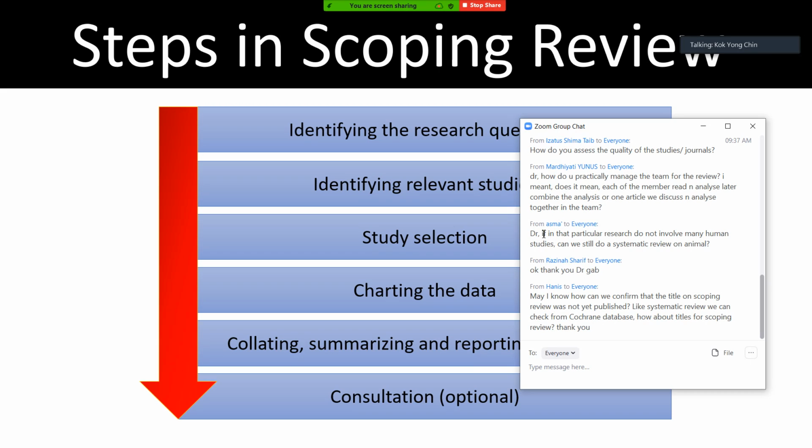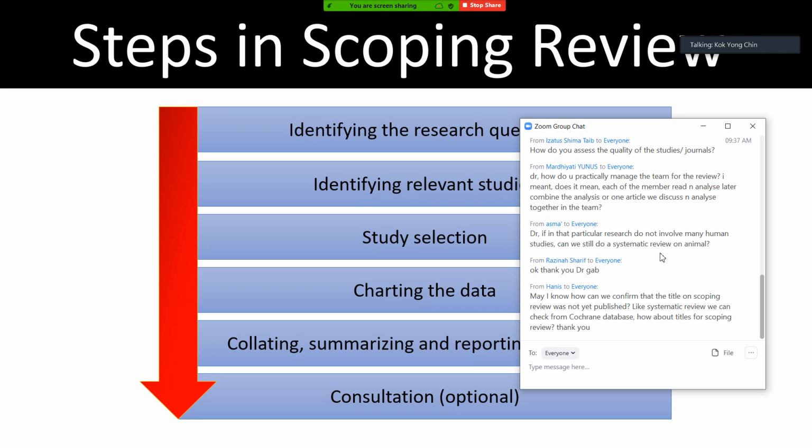Asma asks, if the research does not involve many human studies, can we do a systematic review of animals? I actually answered already. So you can still do a systematic review of animals. Preferably you also do a quality assessment using the ARRIVE guideline to assess the quality of these studies.